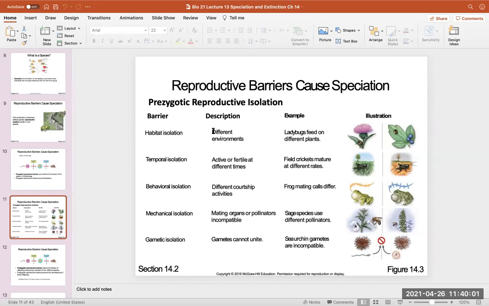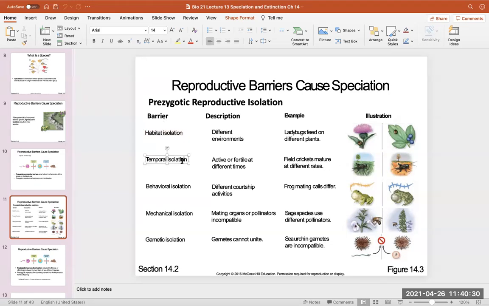So I might say these two species live in different environments. What type of isolation is this? What type of barrier is this? First thing you need to know is that it's a pre-zygotic barrier. Second thing you need to know is that it's habitat isolation. Temporal: they are active or fertile at different times. All these are pre-zygotic barriers. Some of these cricket species are fertile during spring, the other ones are fertile during summer, maybe. So at different times of year, therefore they cannot mate.